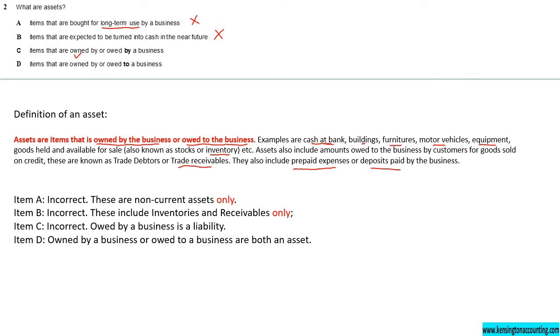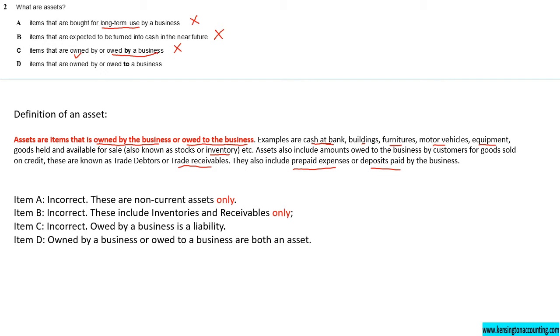But it's also referring to items which are owed by the business. Now, owed by the business, this is a liability. We're looking at owed to the business as an asset, not owed by a business. Owed by a business is a liability. Therefore, this answer is also wrong.